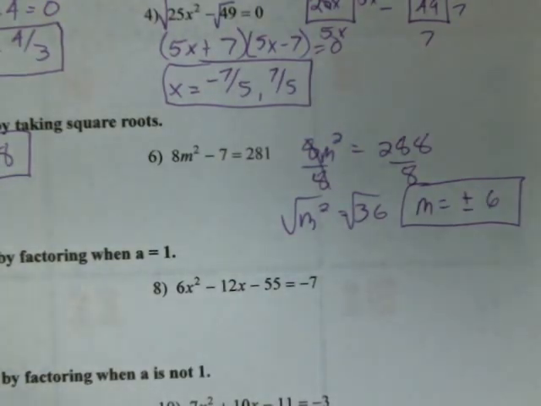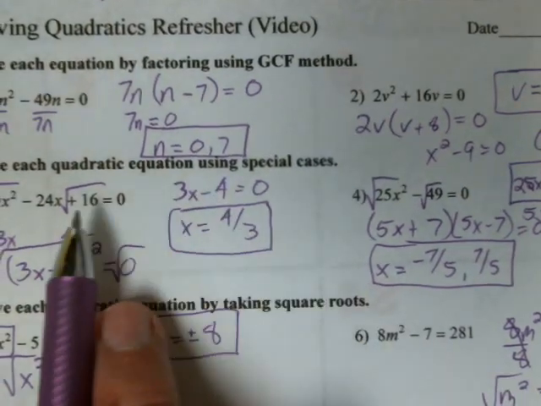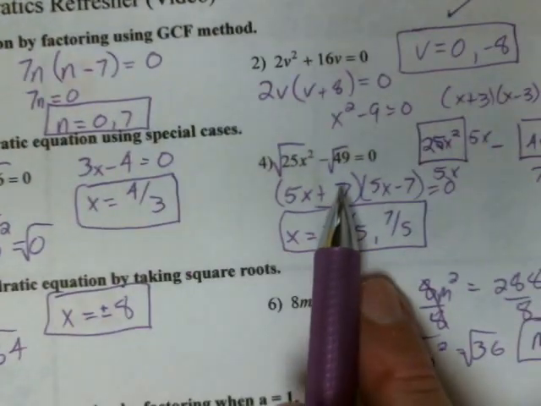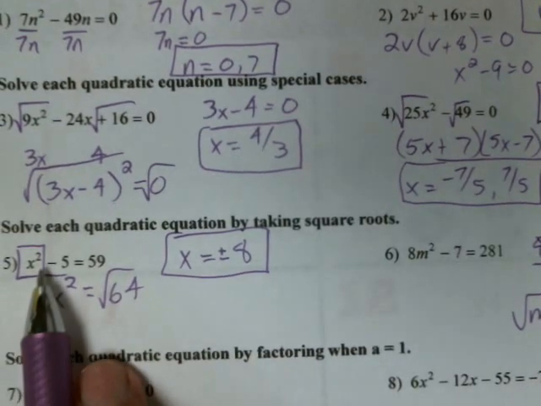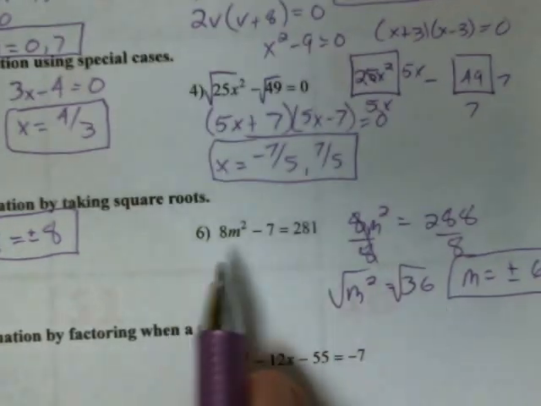Okay, moving along. All right, let's recap. GCF, pull out the GCF and solve. Special case, perfect square trinomial, difference of squares, square root method, isolate the x squared, take the square root of both sides. You're going to generate a plus or minus, okay?